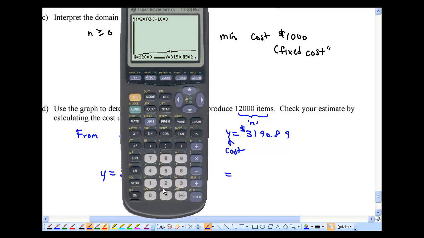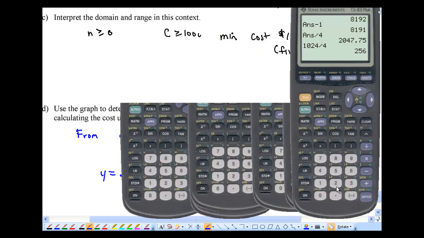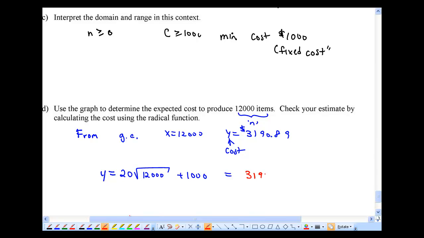Once again, graphing calculator time. 20 root x. Oops, I know what x is. 12,000. Add another 1,000. Let's see if we get the same answer. Oh, we definitely do. Life is good. And we're done. 3, 1, 9, 0, 8, 9.